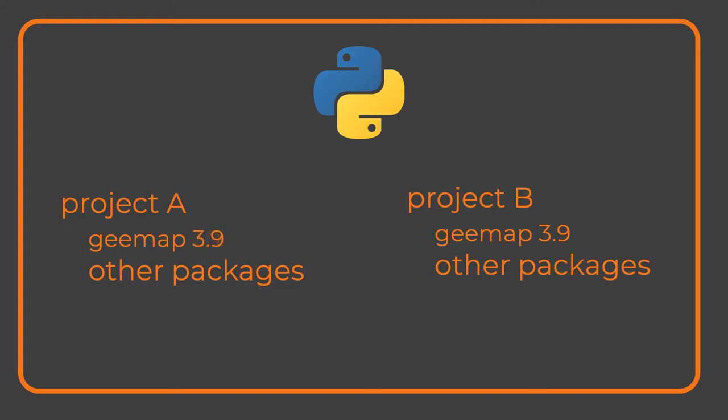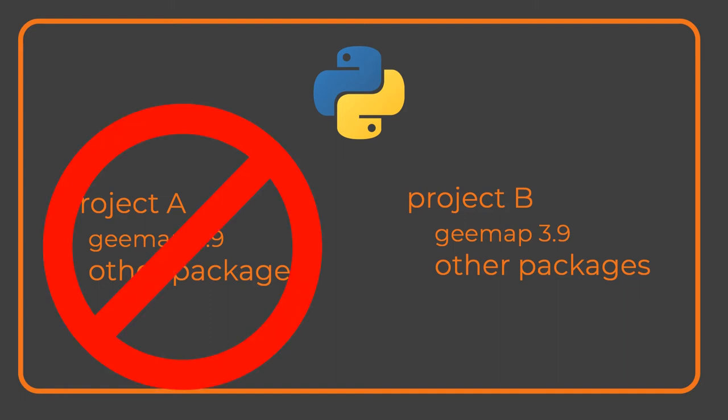We need to use Project A for something, so we go back to that. But because we updated geemap in Project B, and it is on the same system using the same version of Python, it's the updated geemap that Project A is using as well. Now, moving from version 1 of geemap to version 3.9, there have been some major changes to the code, and all of a sudden we find that Project A is no longer working. And this is where virtual environments come in.